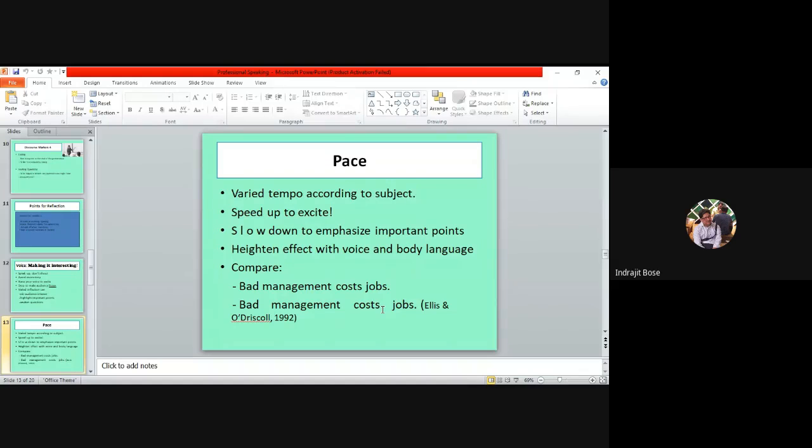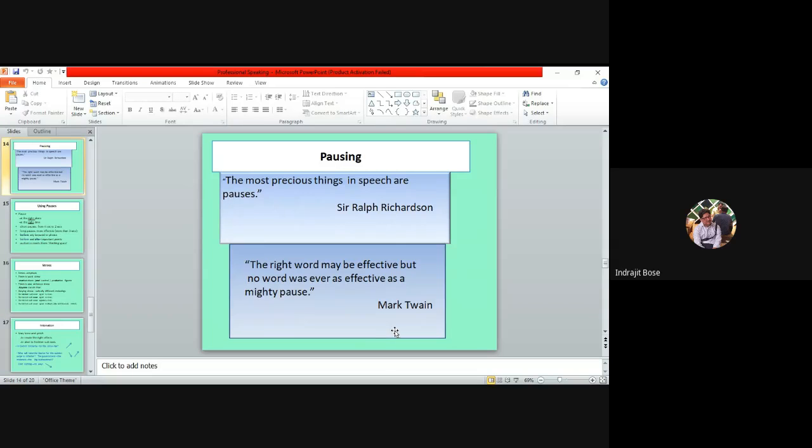Okay, at other points I might slow down to emphasize, or I might heighten the effects with the voice and with body language. For example, I can say bad management costs jobs, or bad management costs jobs. They mean the same thing, but the way that they are said, because of the pace and the emphasis, will carry a lot of weight. Okay? And pauses in speech are very important, because you can highlight a lot through silence and effective pauses, or pausing at the right moment.